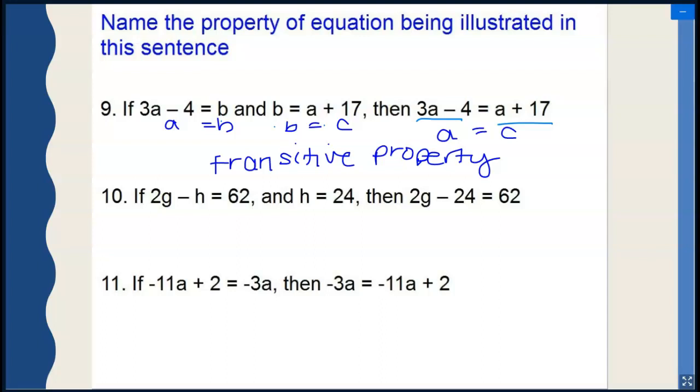If 2g minus h equals 62 and h equals 24, then 2g minus 24 equals 62. So we took the h equals and we replaced it here. So that's the substitution.